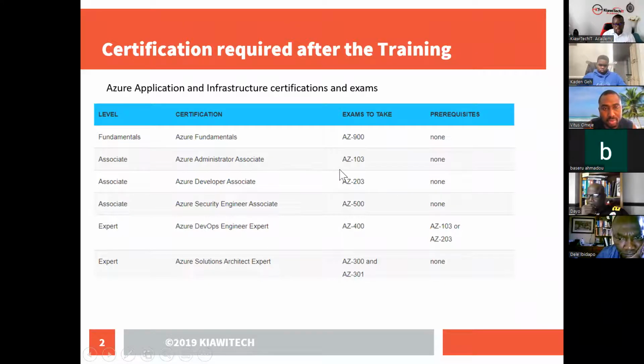But for this program that we're actually training you here, this is the certification that you will be taking after this. Azure Solution Architect Expert and Azure Administrator. But you should start with Azure Administrator first, get that one before you move up to this, right? This is the highest level.